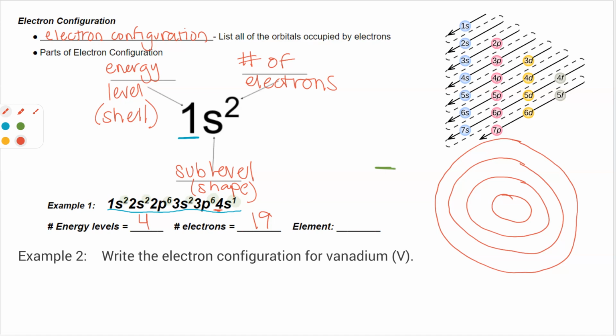I'll give you a second to pull out a periodic table. Remember, for the neutral atom, the number of electrons is equal to the number of protons. So what element has 19 electrons? If we pull out a periodic table, element number 19 is K, which stands for potassium. So this is element K, or element potassium.